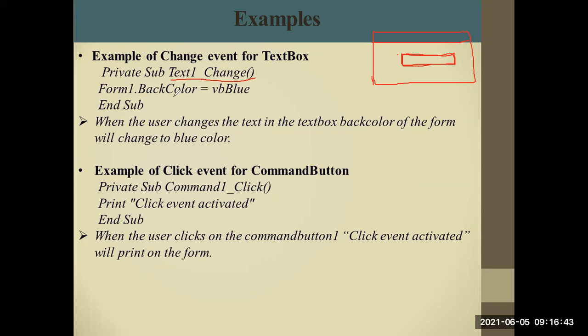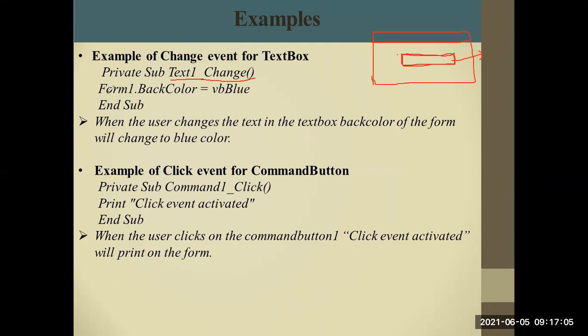So what changes have we made? Now we are changing the background color of a text box. Suppose it's my text box and we want to change its background color. Now this background color is, suppose, white, so I want to change it to another color. How to change it? This is the form dot back color.